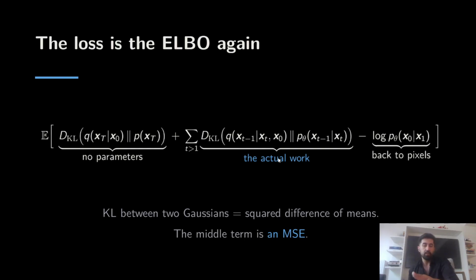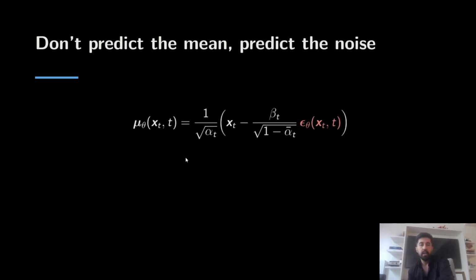So basically, our loss function will be just a mean squared error of the means. Now, if we want to have the expression of the mean, this is it. In the paper, they derive it. It's 1 over radical alpha t, where alpha t, you remember, is 1 minus beta, times xt minus beta t over radical 1 minus alpha bar t, multiplied by epsilon theta of xt, t, and epsilon theta is the noise. So, everything here is a constant.